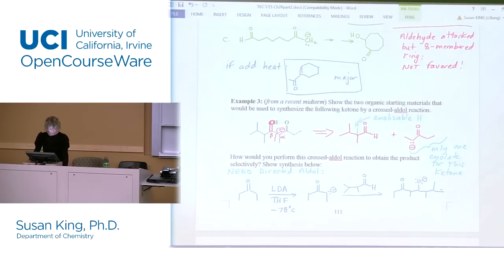We need to protonate that oxygen. What do we want to protonate that with? What do you think? Do we want to use water or acid? What happens if we use acid?